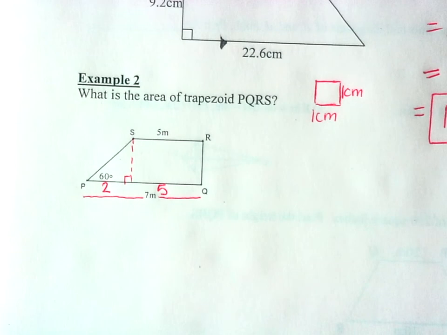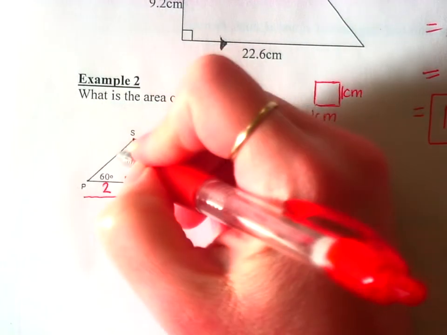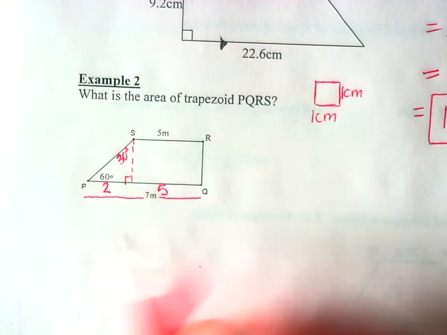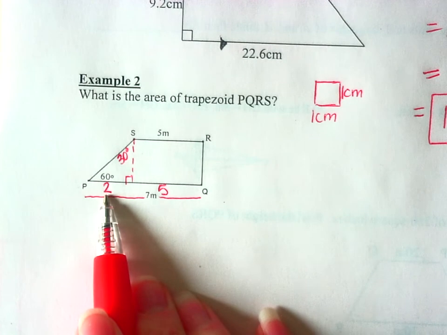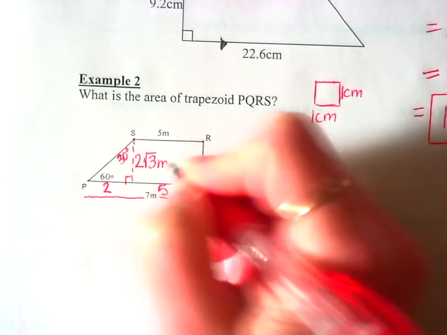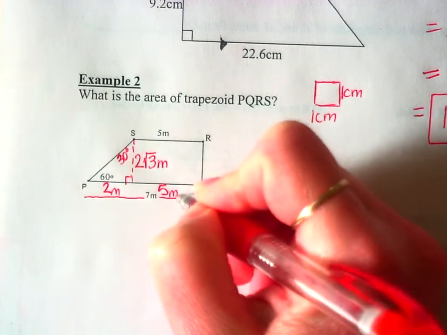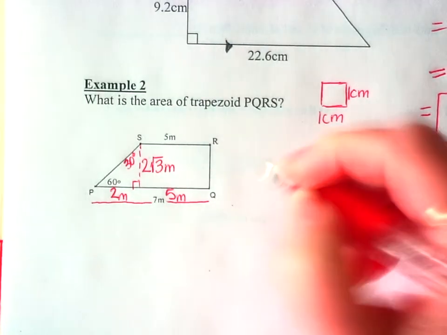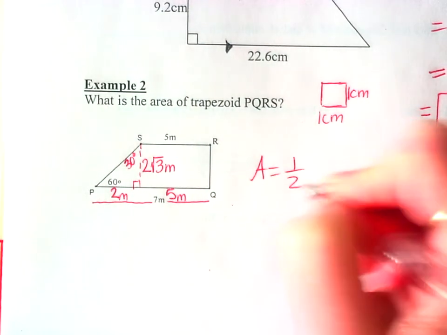Okay? And in a 30-60-90 triangle, across from the 30 is our n, and this is our n square root 3. Okay? So then we can do our area formula again.